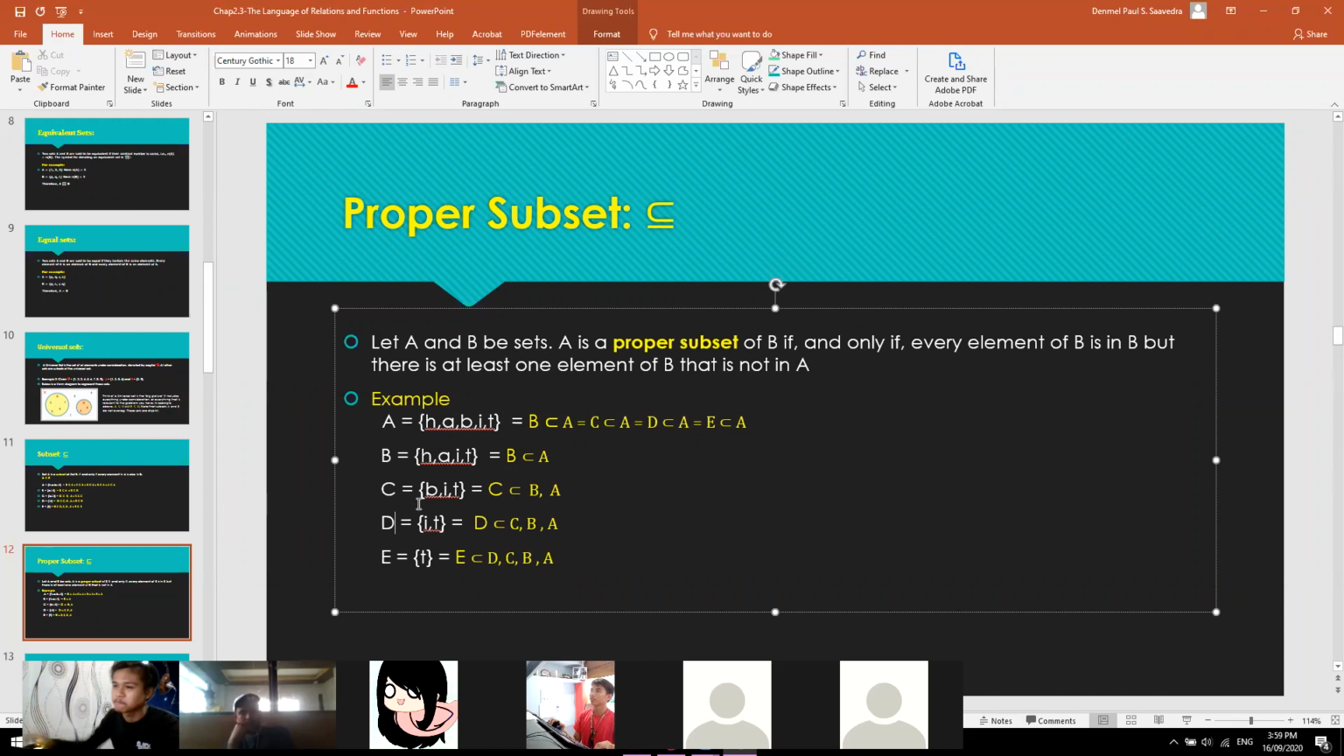Sir, yung nasa B, ay yung nasa C na B, wala po sa B. C is a proper subset of B. Wala po yung B sa D. Tama. Kasi dito sa proper subset, at least one. So kapag dalawa yung wala, okay lang, as long as merong isa. So I mean yung element ng C na B, wala po dun sa element ng B.